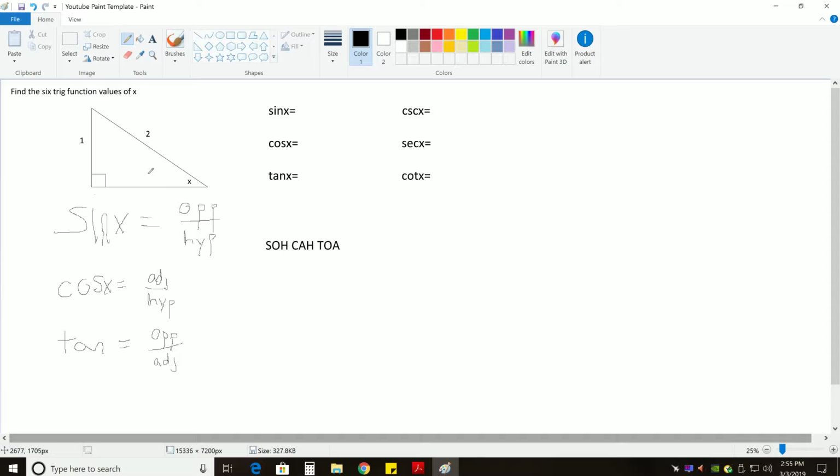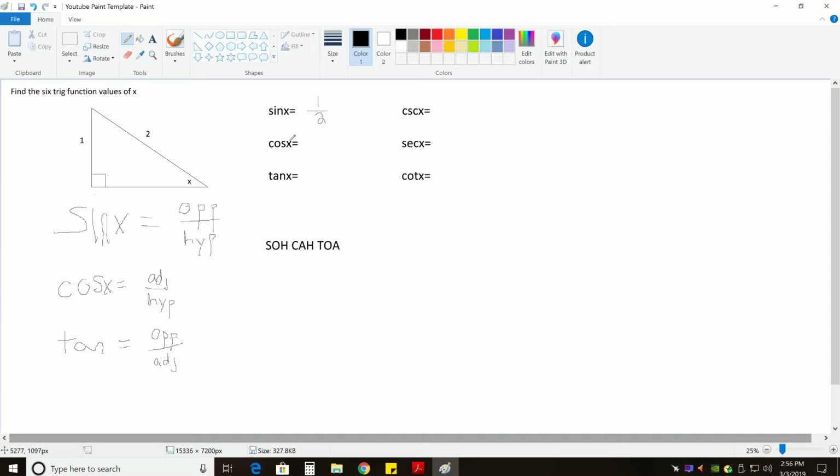So with all of that in mind, if we look at this angle x right now, sine of that angle x is equal to the opposite over the hypotenuse. The opposite side of this angle x is the one that's not attached to it. That's right over here, this 1. So sine of x is equal to 1 over the hypotenuse, which in this case is 2. So sine of x is equal to 1/2.